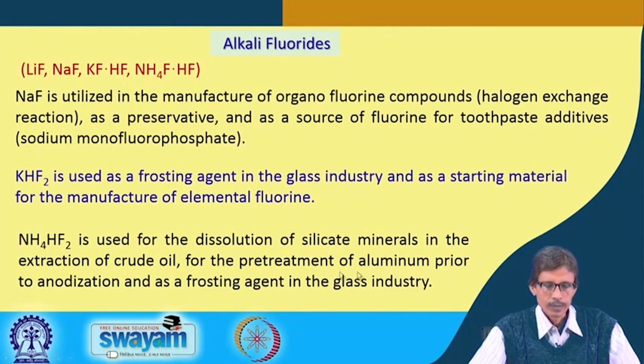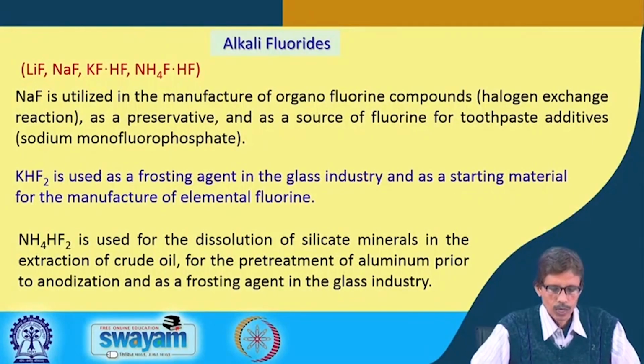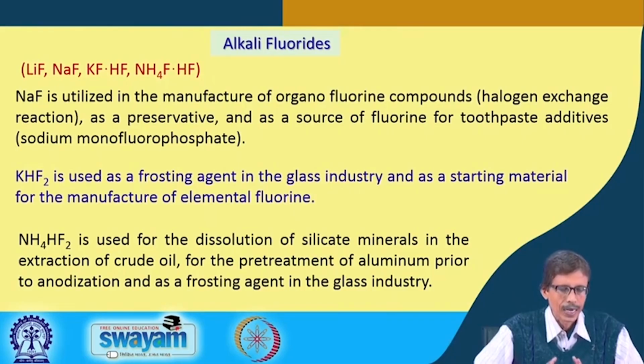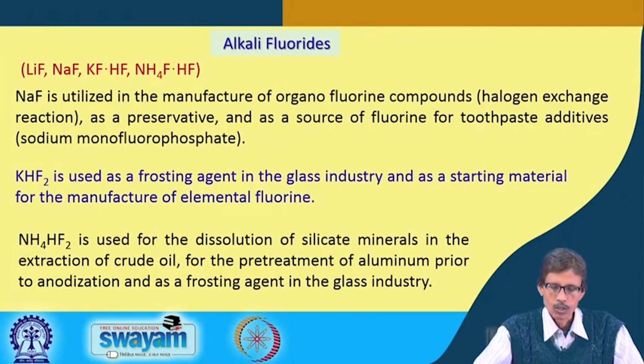It is used for the pre-treatment of aluminum prior to anodization, and as a frosting agent, like your potassium bifluoride, ammonium bifluoride is also helpful as a frosting agent. And sometimes, since it can also go for attacking your aluminum, the solid aluminum, by the formation of aluminum trifluoride or the corresponding aluminum hexafluoride, you can go for your corresponding anodization of the aluminum metallic surface.